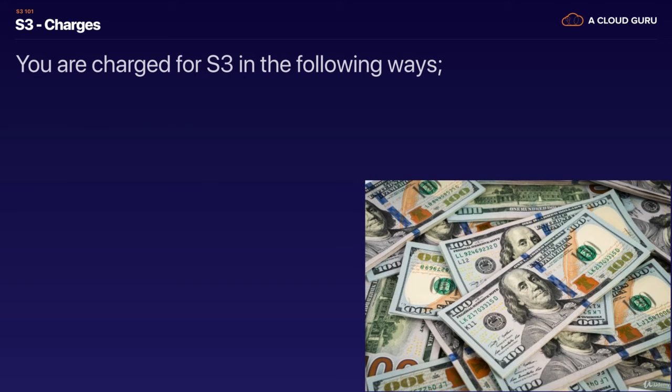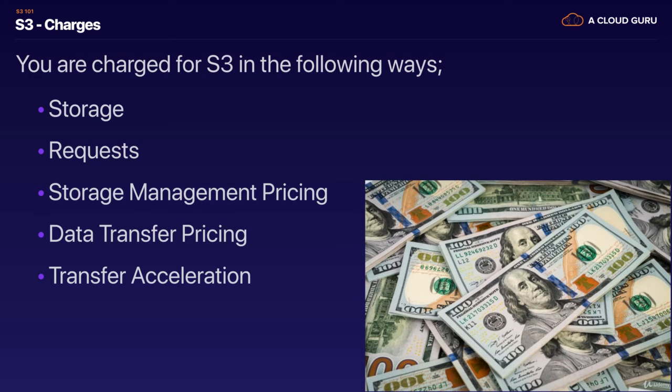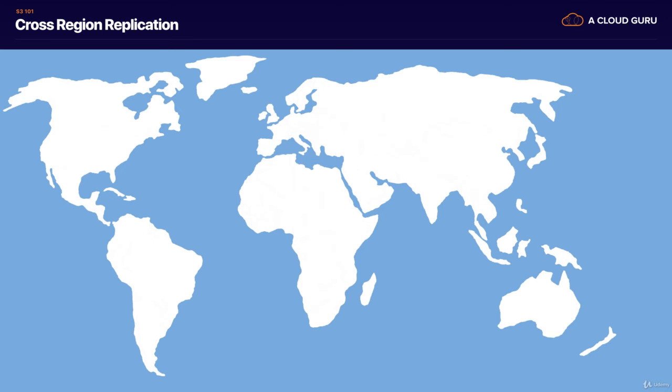So how are you going to be billed for S3? Well, you're charged in the following ways. You're charged in terms of storage, so the more you store in S3, the more you're going to be billed. You're also charged on the number of requests, so if you're making a lot of requests to those objects, it's going to be more expensive. You then get charged on the storage management pricing, which covers the different tiers that are available. You also get charged on data transfer pricing, and you also get charged for transfer acceleration and cross-region replication. And don't worry, we're going to cover exactly what those two things are right now.